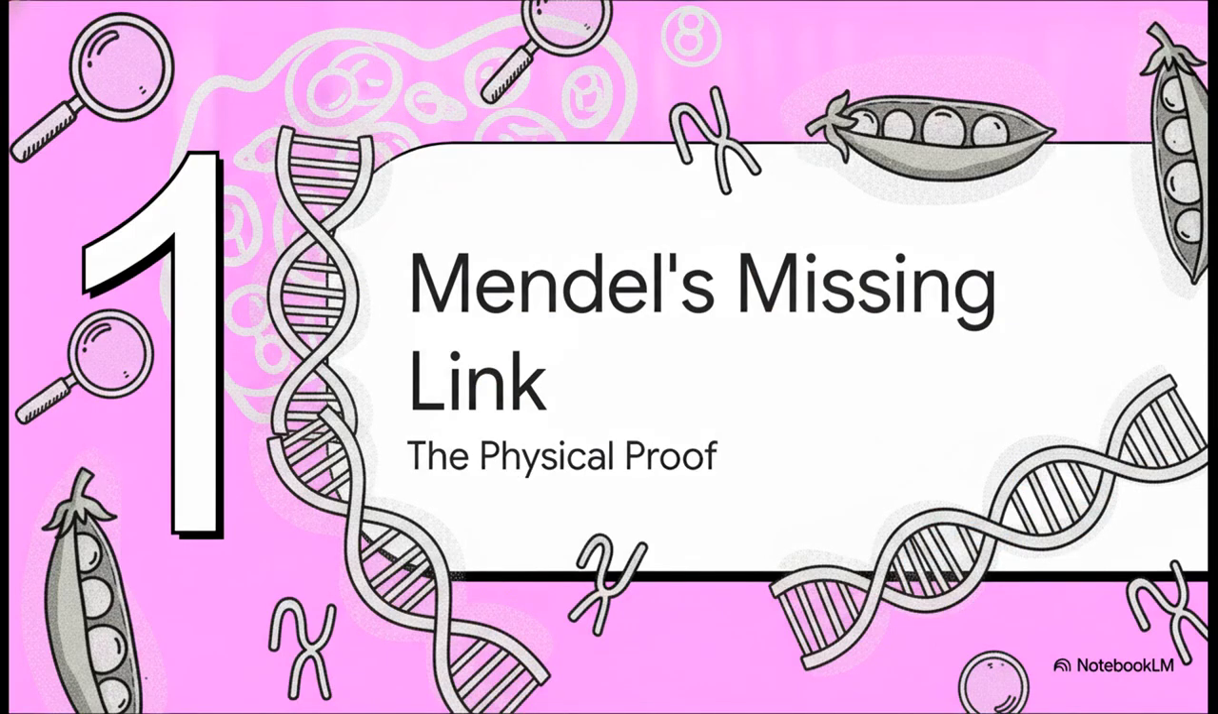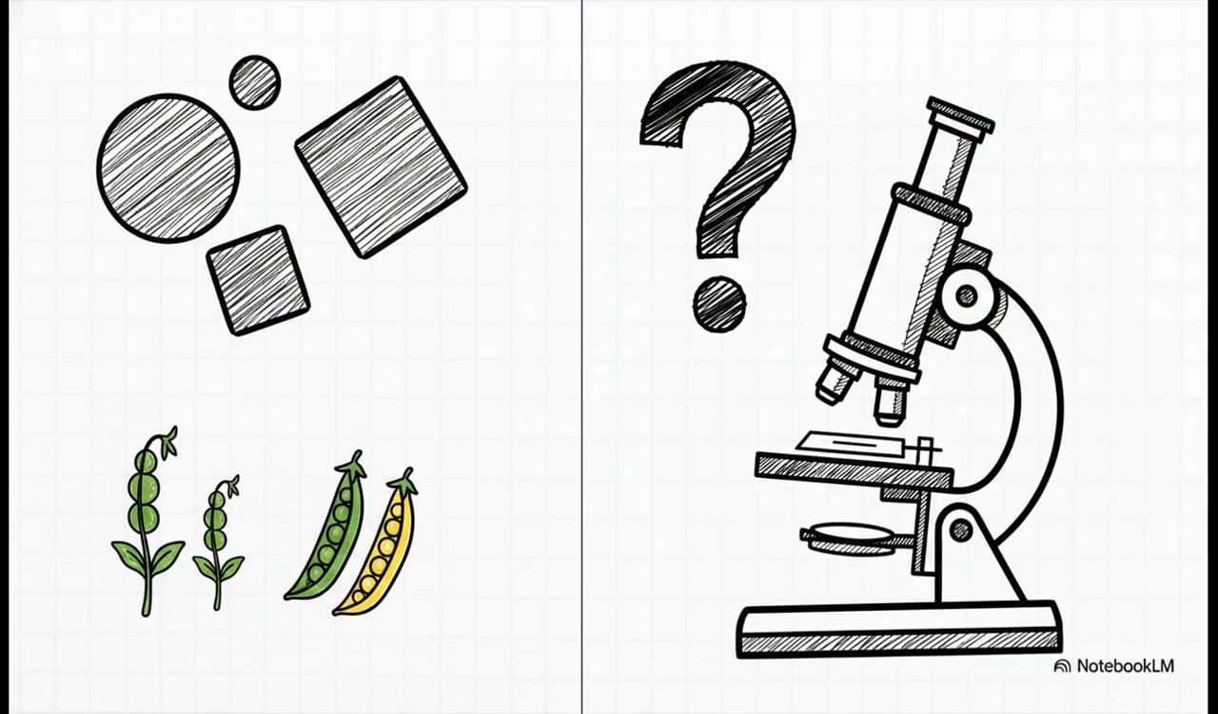Section 1. Mendel's missing physical link. When Mendel published his famous laws of inheritance back in 1865, he proposed that distinct factors controlled traits, things like whether a pea plant would be tall or short, or have yellow or green seeds. He figured out that these factors occurred in pairs, that they segregated when reproductive cells formed, and that they assorted independently.